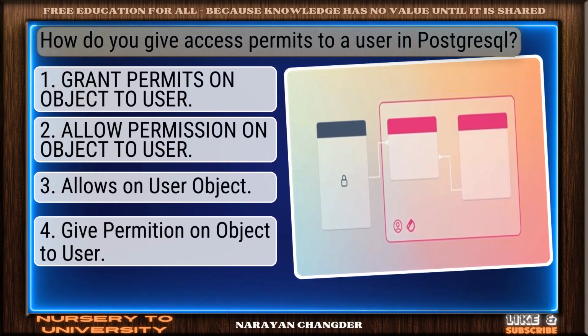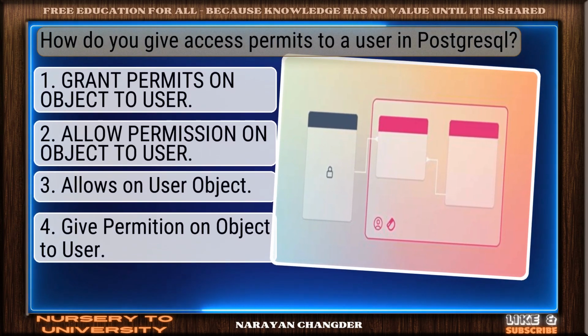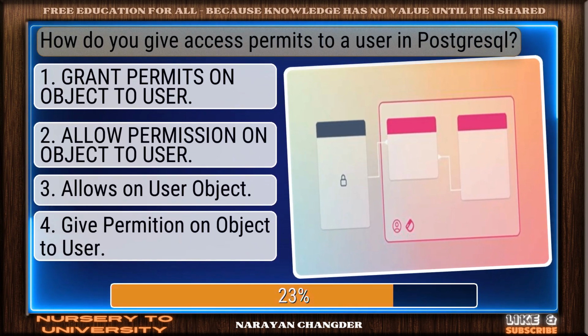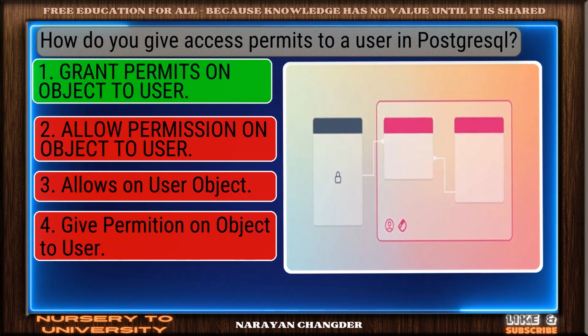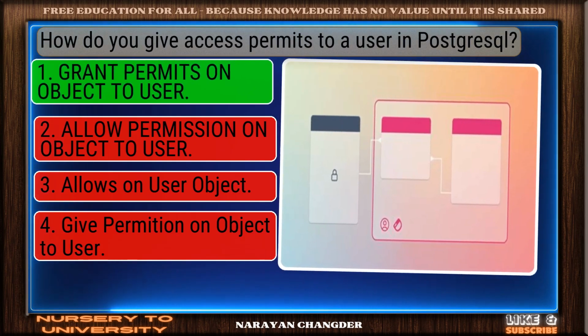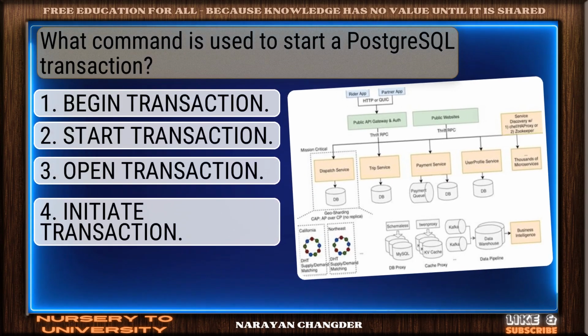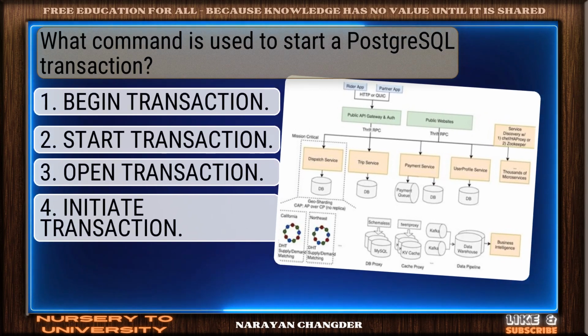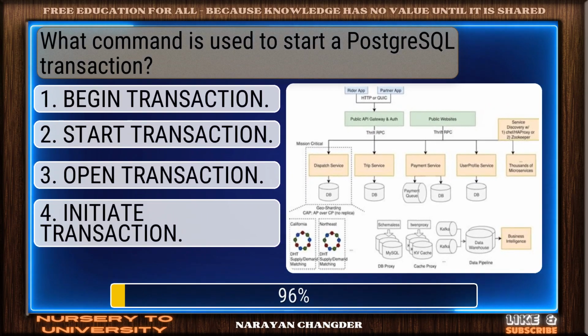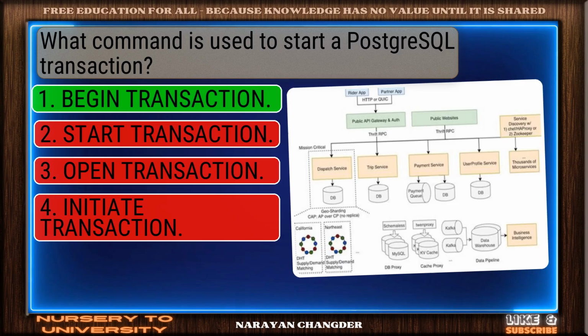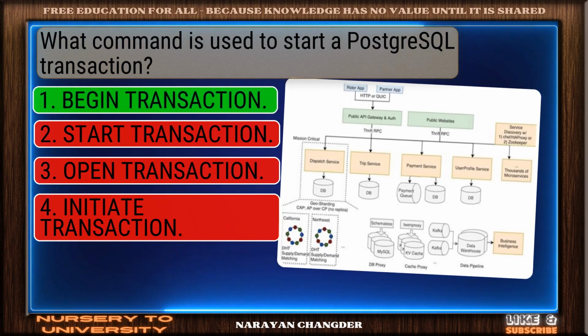Question number 55. How do you give access permits to a user in PostgreSQL? Well reasoned. Grant permissions on object to user is the correct choice. Question number 56. What command is used to start a PostgreSQL transaction? Solid response. Begin transaction is a valid choice.